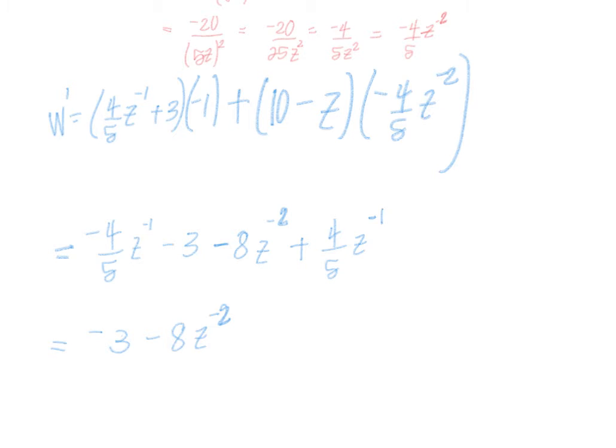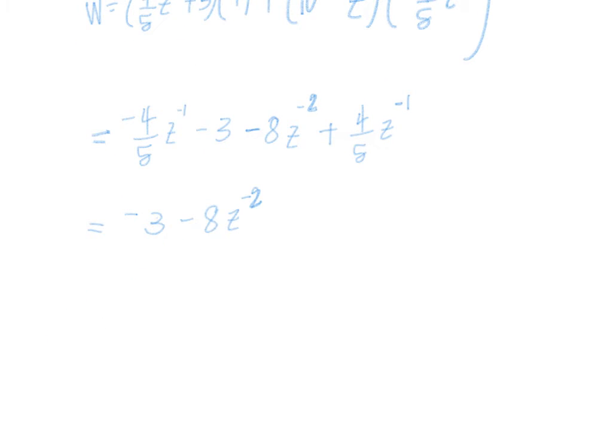You could also put the z squared in the bottom and it would become positive. And now just for our w double prime, the second derivative, we get the derivative of negative 3 is 0, and the derivative of negative 8 z to the negative 2 will give me positive 16, because negative 8 times negative 2 is positive, z to the negative 3.